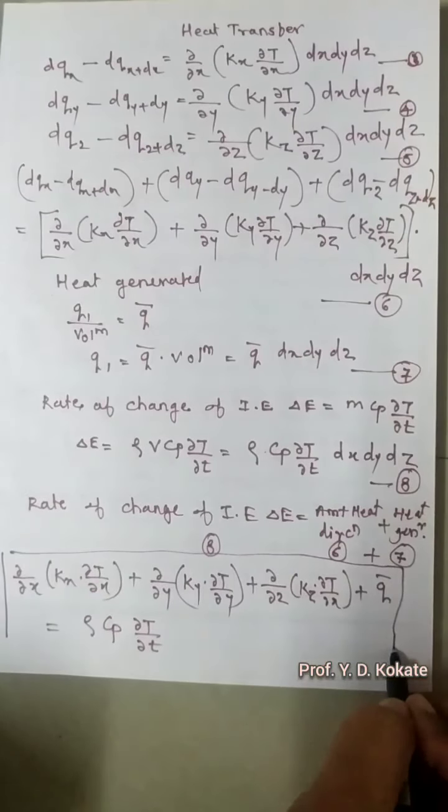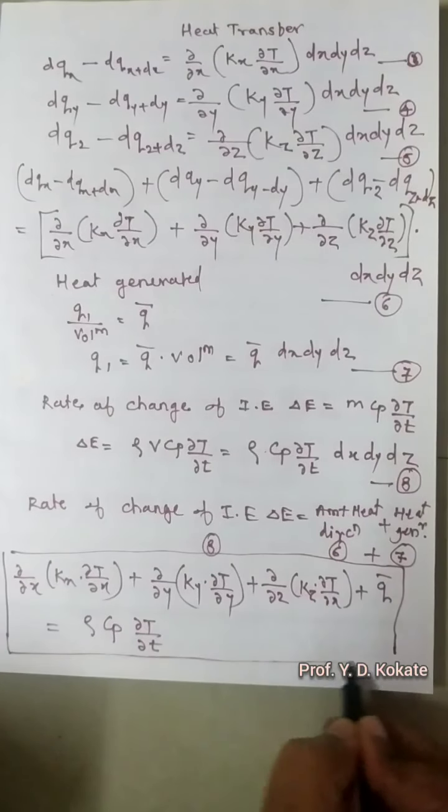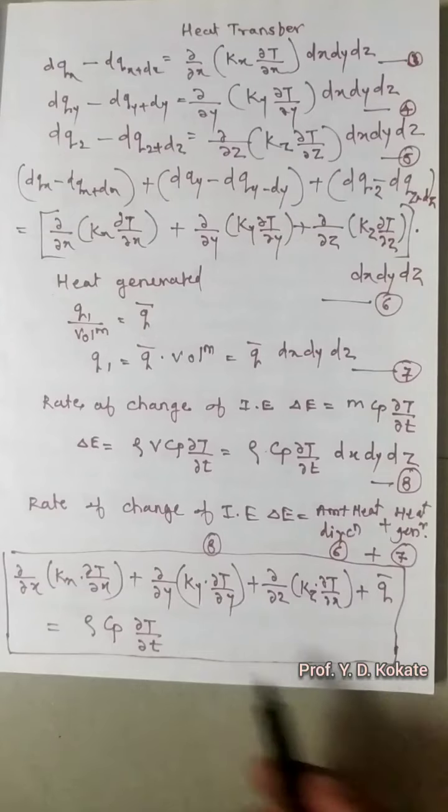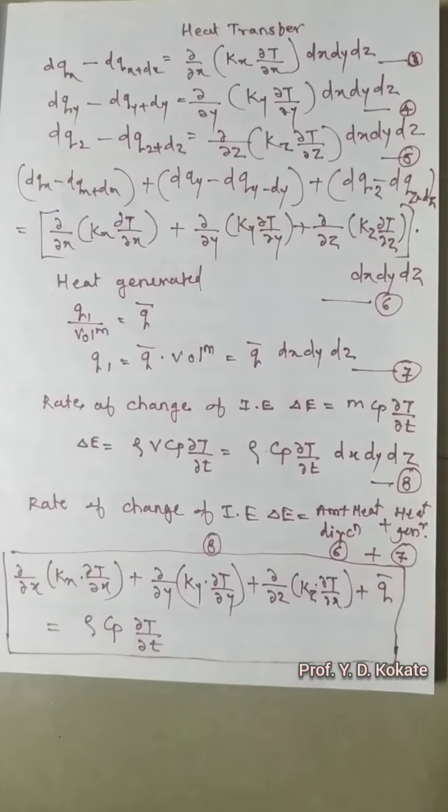This equation is called the three-dimensional heat equation for the Cartesian coordinate system. We derived it for an anisotropic material, because thermal conductivity is different in different directions. But we stop over here, and in the next video we continue with the same equation.